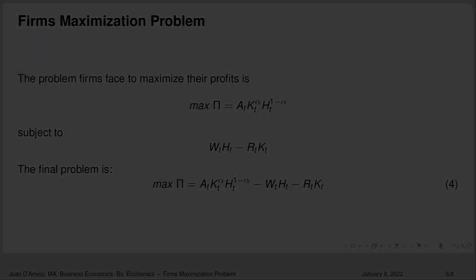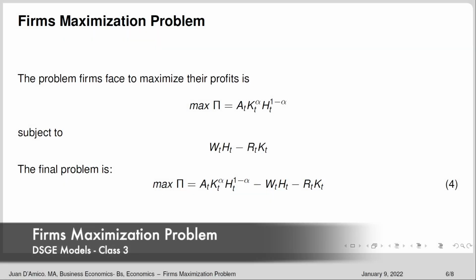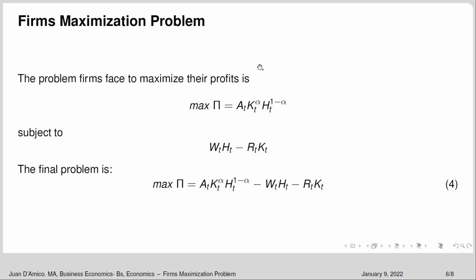So what is the maximization problem that the firms are facing to maximize their profits? It's basically the following. We have the Cobb-Douglas production function subject to the budget constraint, and then the final problem can be solved the following way. So again, we're going to go into the board and we'll be working with the first order conditions, and we'll be getting to the optimal decisions that the firms are making to produce their output.